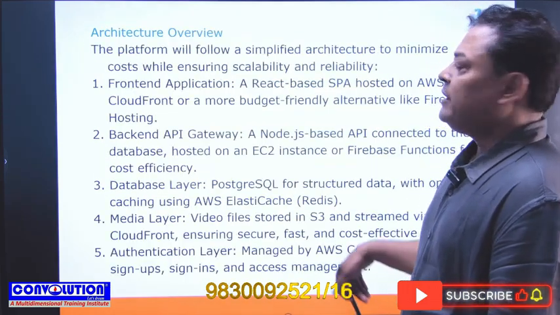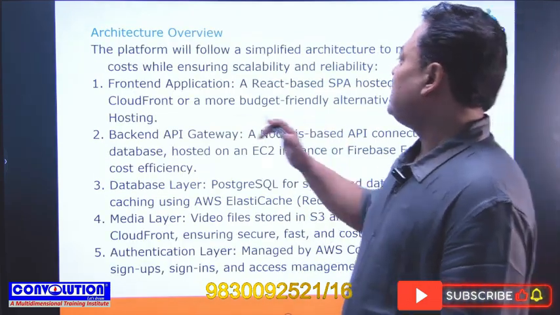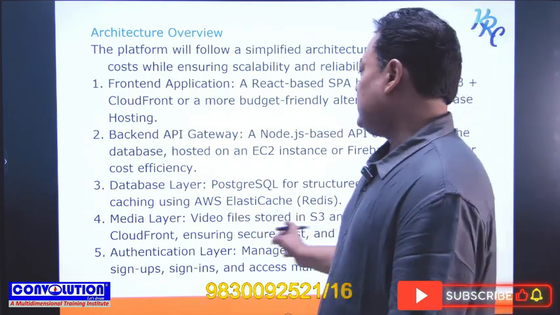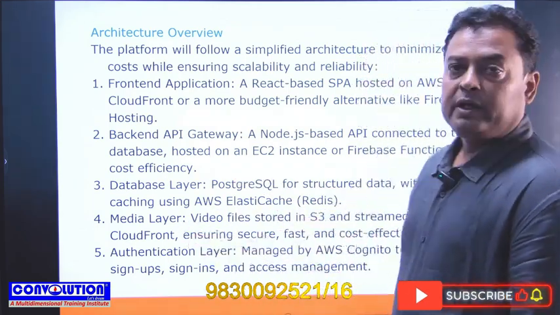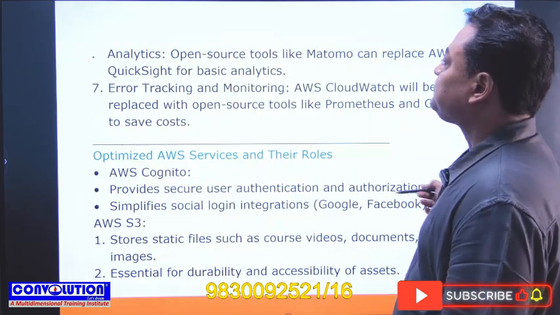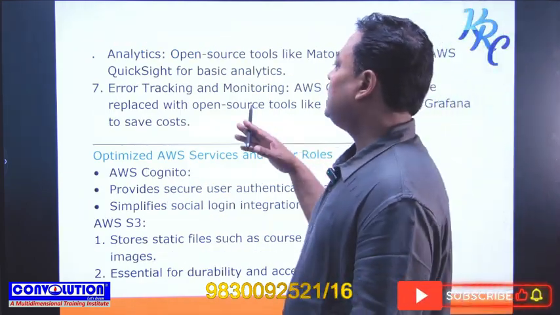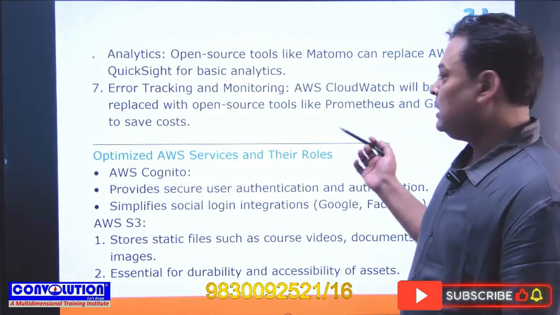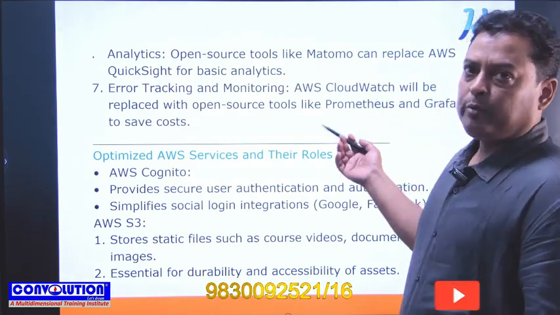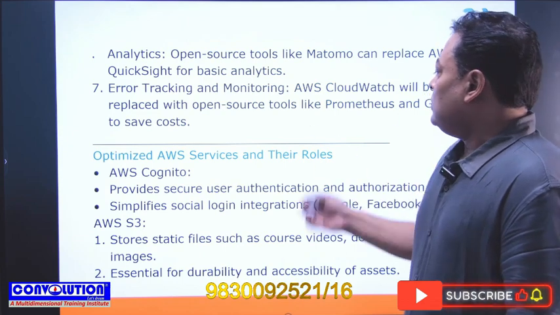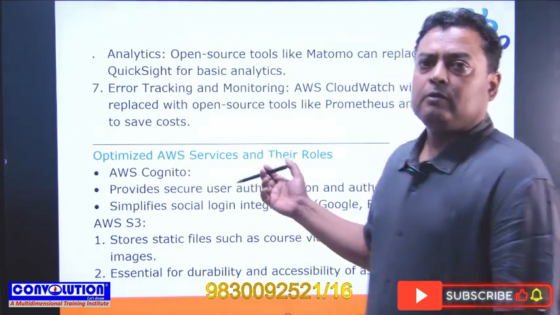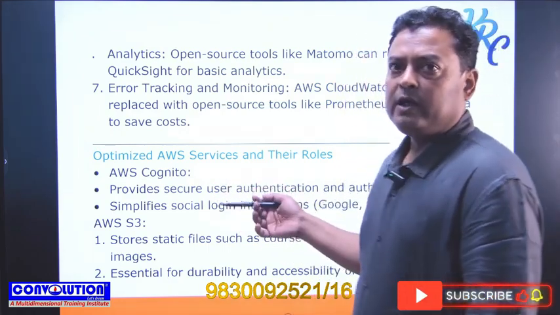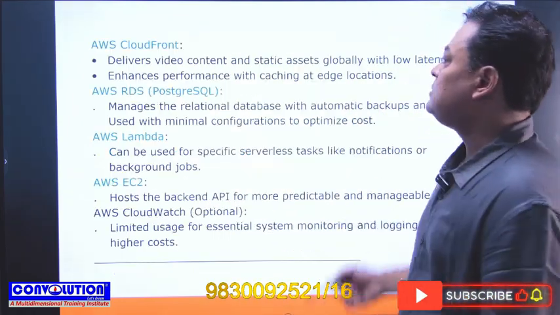From the architecture overview point, we have the front-end application, the backend API gateway, Node.js based, the database layer, a media layer, and an authentication layer. And then for error tracking and monitoring, we can use AWS CloudWatch, but that is optional. We can also use some open source tools. So these are the services available on AWS, what their roles are, and we can leverage them as required.